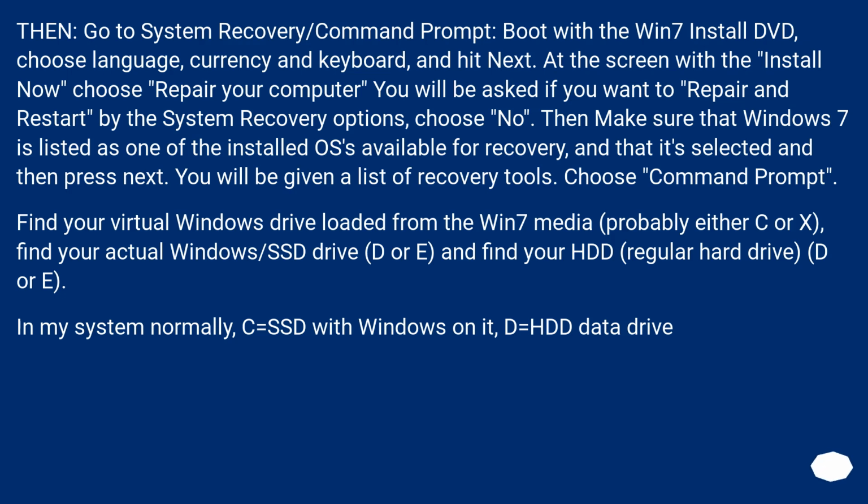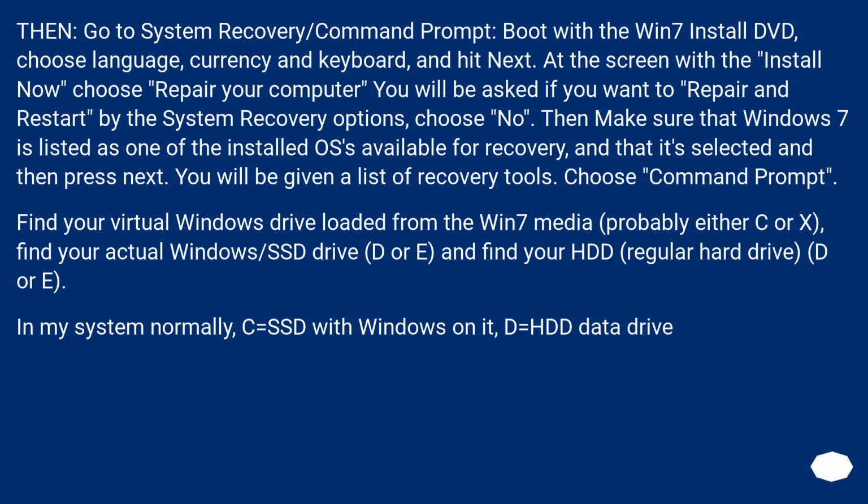Then, go to System Recovery Command Prompt. Boot with the Win7 installed DVD, choose Language, Currency and Keyboard, and hit Next. At the screen with the Install Now, choose Repair Your Computer. You will be asked if you want to repair and restart by the System Recovery options, choose No. Then make sure that Windows 7 is listed as one of the installed OSes available for recovery, and that it's selected, and then press Next. You will be given a list of recovery tools. Choose Command Prompt.